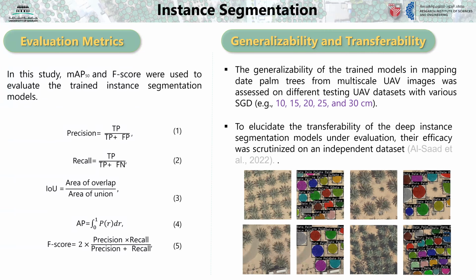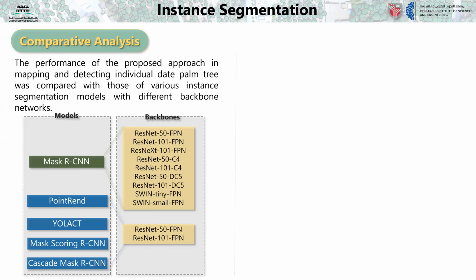For the generalizability, similar to instance semantic segmentation models, we have evaluated the generalizability and transferability of the model on multiscale and independent testing datasets. We have also compared the performance of the model with various CNN-based models based on residual learning networks, ResNet 50 and ResNet 101, including different Mask R-CNN architectures, PointRend, YOLACT and other models.